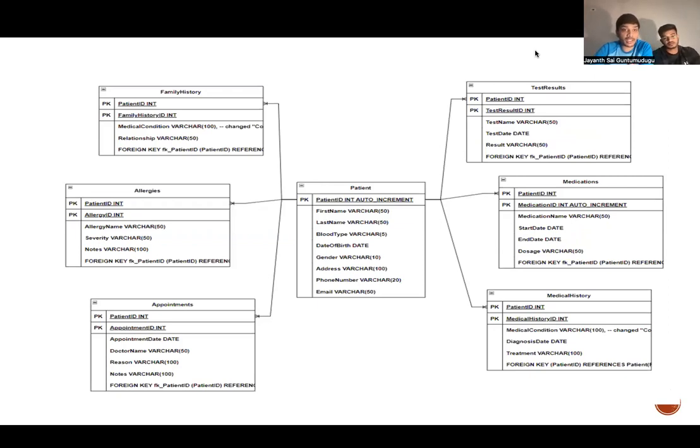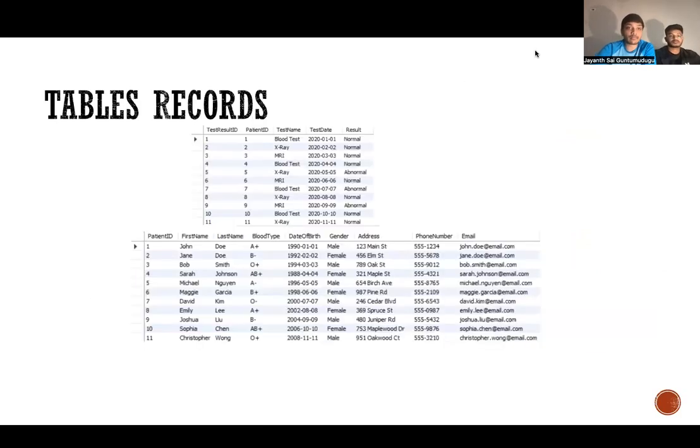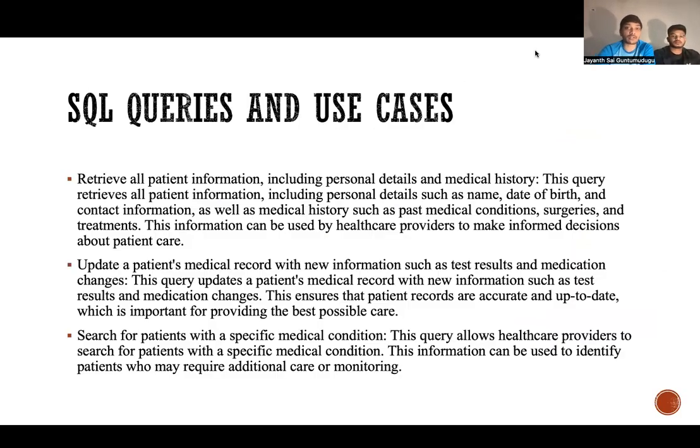So like family history, allergies, appointments, patient, test results, medications, medical history, all are tables, and the lines between those we can say are the links, and the fields inside we can say are a primary key, foreign key, and also various other keys which are involved in those things. So these are some of the table records.